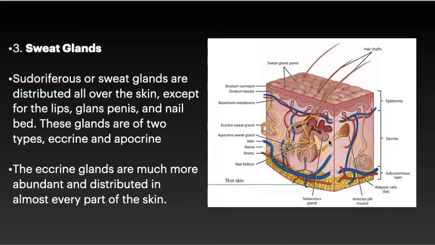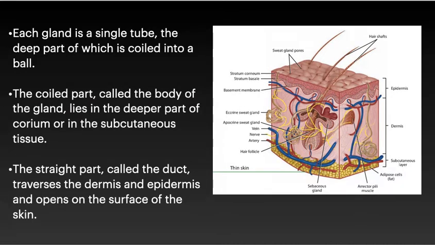So let's talk about the sweat glands now. Sudoriferous or sweat glands are distributed all over the skin except for the lips, glans penis, and the nail bed. Now, these glands are of two types, the eccrine and the apocrine. The eccrine glands are much more abundant and distributed in almost every part of the skin.